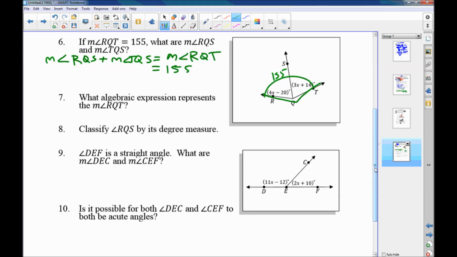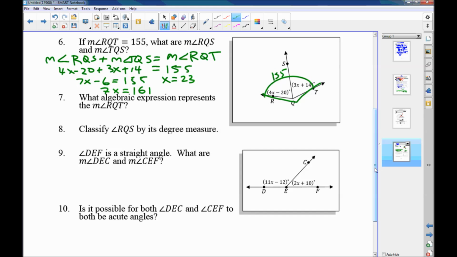Okay, so we're going to get the other ones. 4x minus 20 plus 3x plus 14. And then we'll solve this. We add this up, we get 7x minus 6 equals 155. We'll add 6 to both sides, so 161. And then we'll divide 161 by 7. And I'm going to pull out the old calculator here. So 161 divided by 7, I get 23. So x's value is 23.